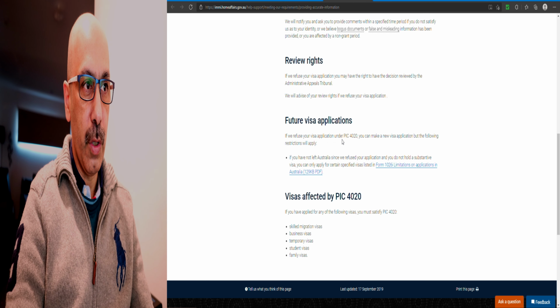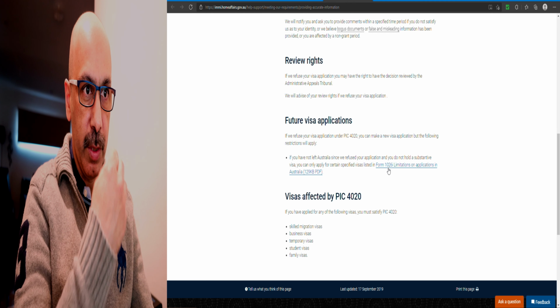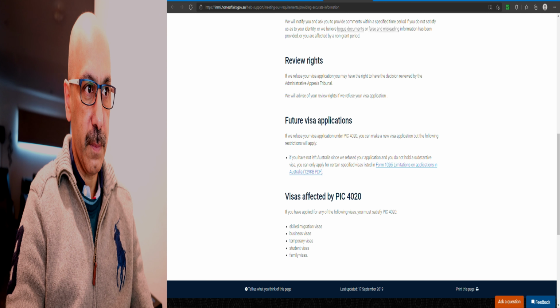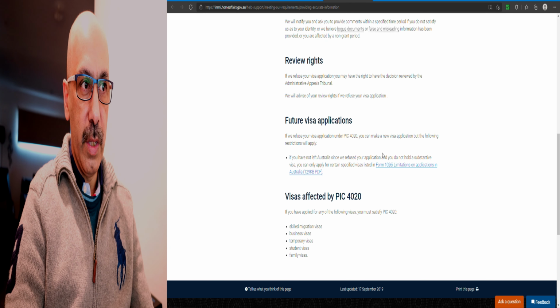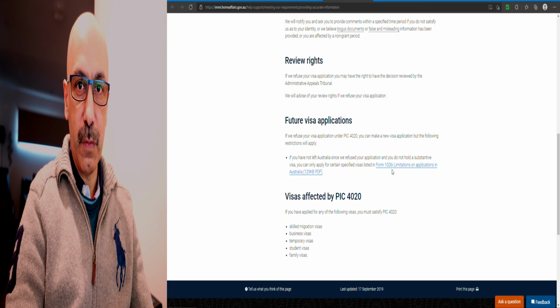Further visa application. If we refuse your visa application under PIC 4020, you can make a new visa application but the following restrictions will apply. If you have left Australia since we refused your application and you do not hold a substantive visa, you can apply for certain specified visas listed in Schedule 1 limitation on application in visa. So if your visa has been refused, you can make a new visa application, but there will be some restrictions applied to the new visa. You need to fill out this form to apply. Visa affected by PIC 4020.